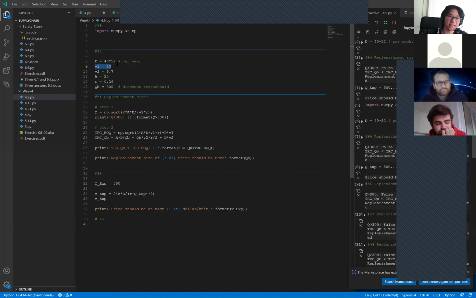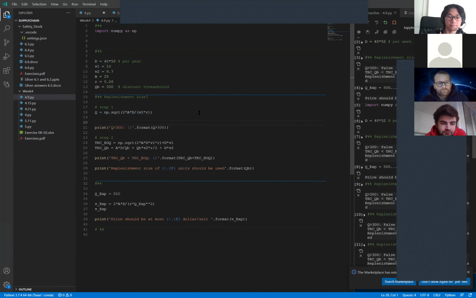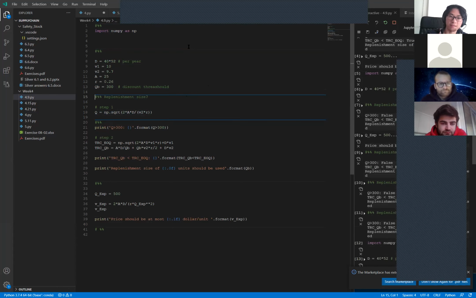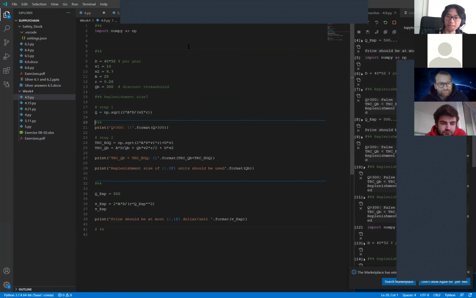And our original price is $10, and the discounted price is 9.7. Ordering cost is 25, and carrying cost, and this is the discount threshold. So first of all, as you can see, I'm using V2 here. I'm using the discounted price to calculate the discounted EOQ and compare it with the threshold to see if it's above or below. That's what we discussed. If it's above, then perfect, we use it, solved. But if it's below, then we examine it.